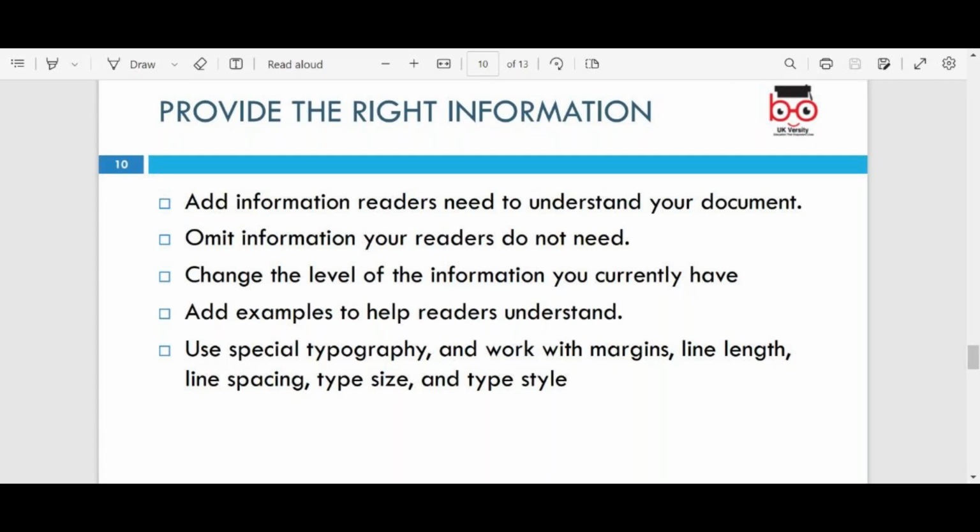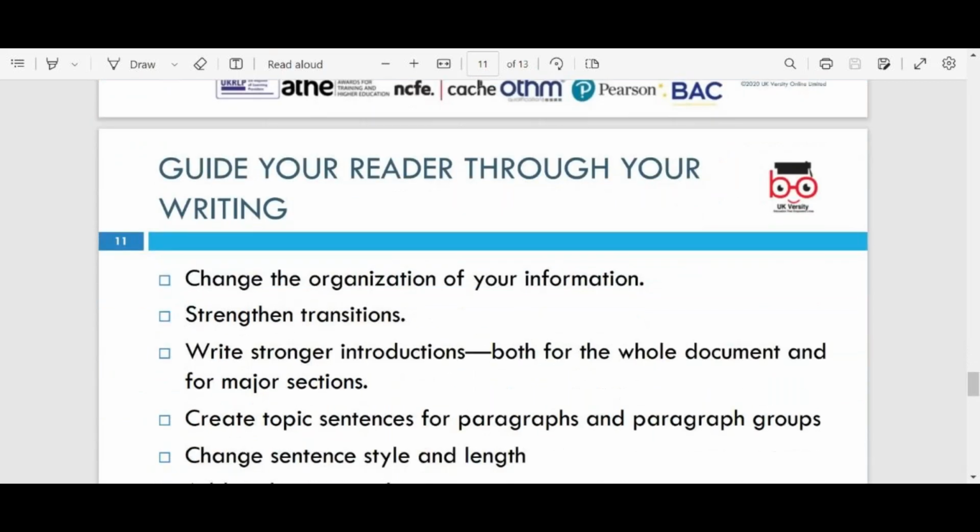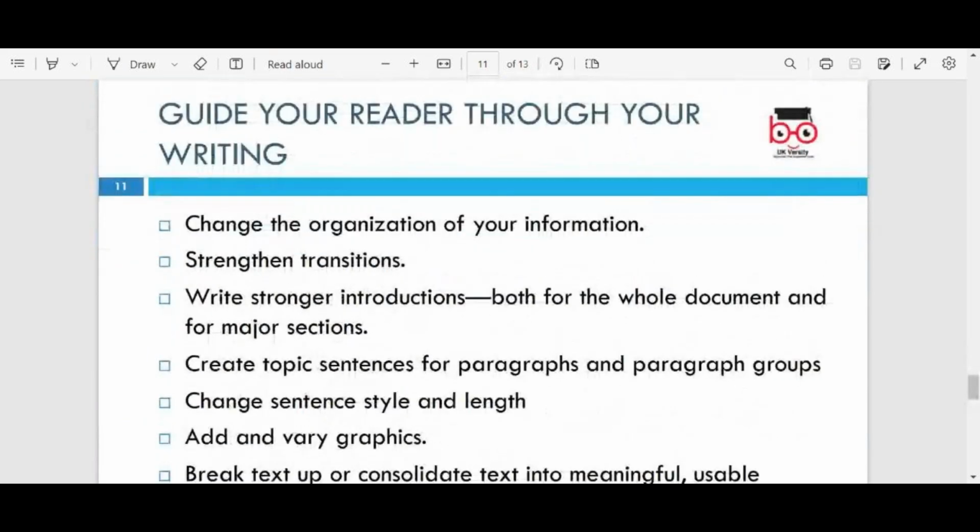Everybody learns differently. So if you're able to cater for your audience, you're able to present to that audience and bring that audience towards you rather than pushing them away, because that's your audience. You are there to attract your audience. Guide your reader through your writing. So change the organization of your information.